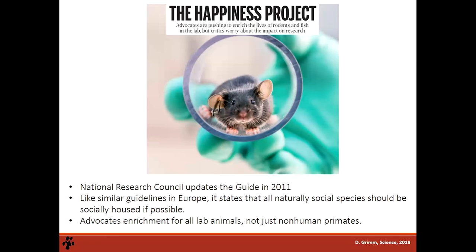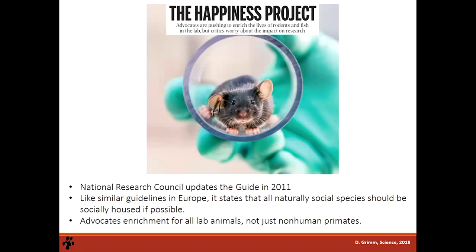But there are regulatory initiatives in the guide for the care and use of laboratory animals stipulating that because these rodents are a naturally social species, they should be, number one, socially housed if possible. So this means that you shouldn't be individually housing animals on a routine basis unless there's strong scientific justification.